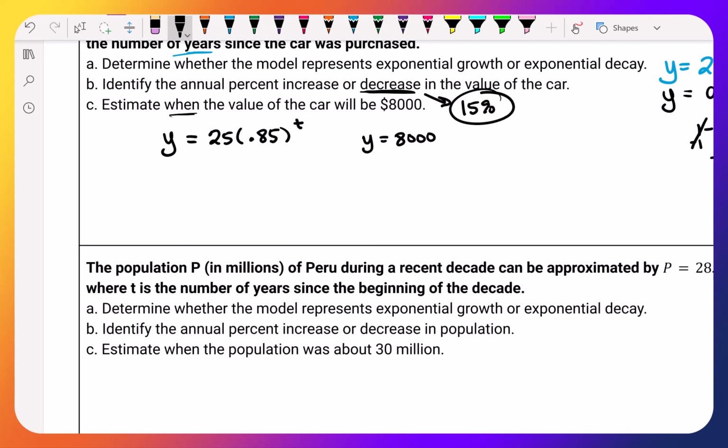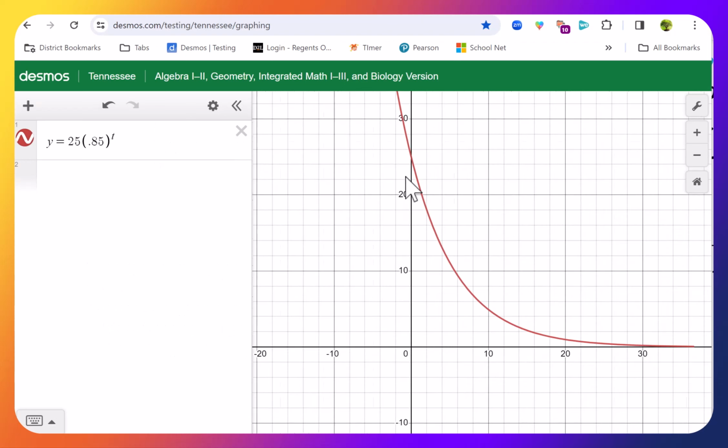So what I'm going to do is go straight to Desmos, and I'm going to graph this right here, and I'm going to graph this one. Now, I'm going to warn you, if you put a t, I don't think it's going to work. So I'm going to replace t with an x. Go ahead and go to Desmos, graph both of these, and we're going to talk about how to find the answer.